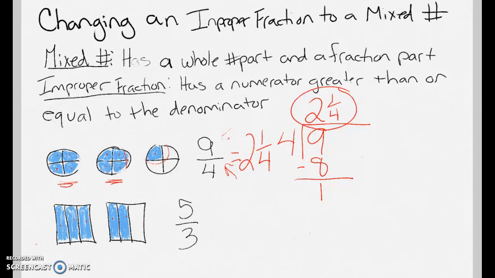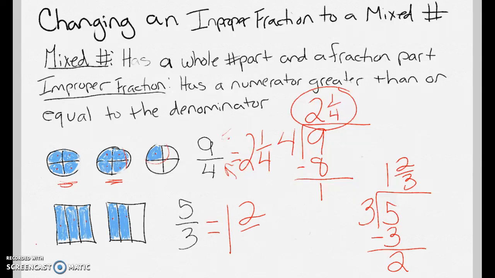I'm going to write my 5/3, numerator inside the box, denominator outside the box. First step, divide. 5 divided by 3 is 1. Second step is multiply. 1 times 3 is 3. Third step is subtract. 5 minus 3 is 2. Nothing to bring down, so I'm done, and I'm going to write my remainder as a fraction. So 5/3 is equal to 1 2/3.